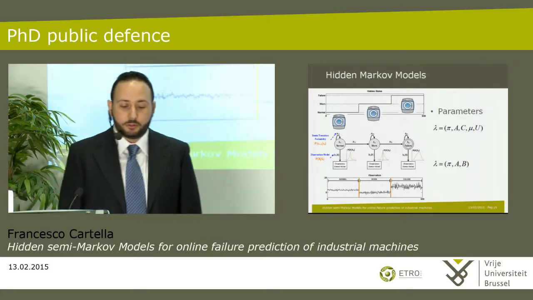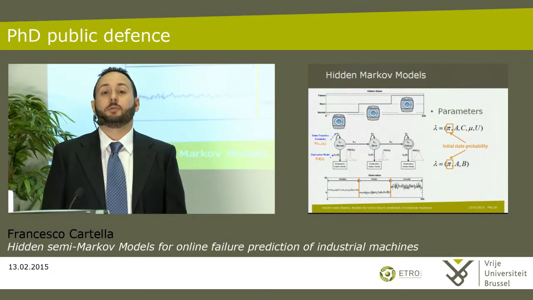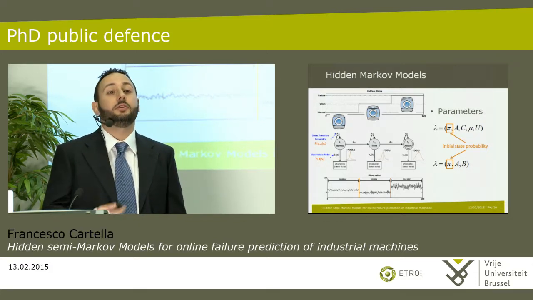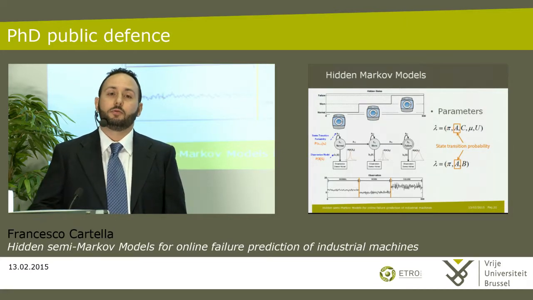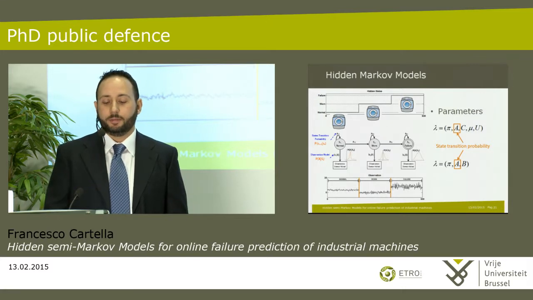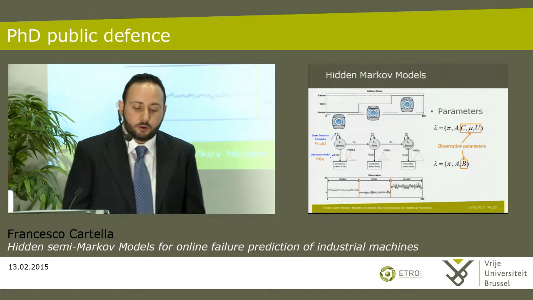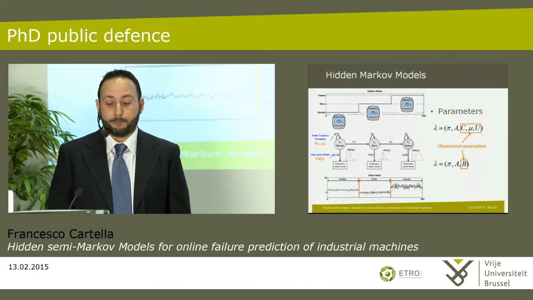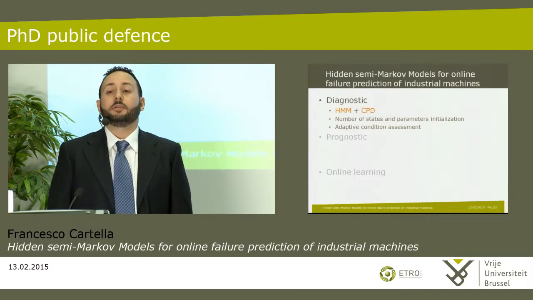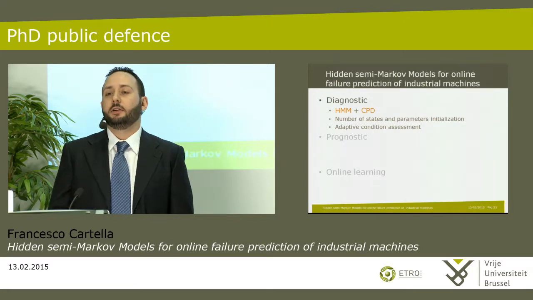Concerning the parameters of our hidden Markov models, they are the initial state probability that gives the probability of the initial condition of the machine. We have the state transition probability that rules the dynamics of the state transition. And finally, we have the observation model that, depending on the nature of the sensorial measurement, can be continuous or discrete.